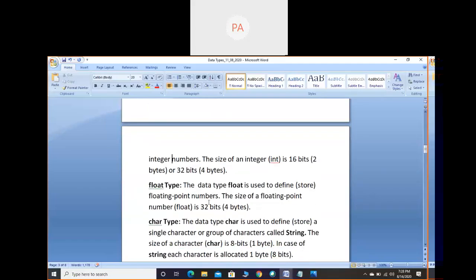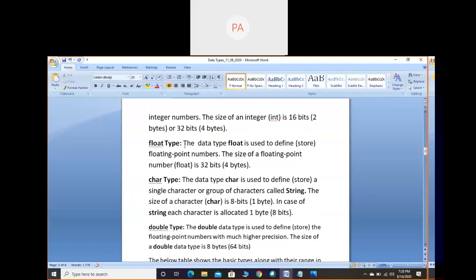Next, coming to the float type. The float type is used to store floating point numbers. For example, we discussed in the definition 5.23. This is a floating point number. In floating point numbers, we have two options. One is the fractional form, and another one is scientific notation.